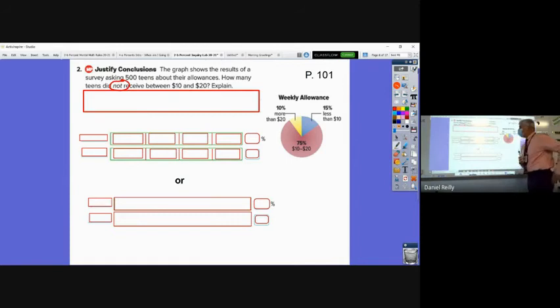Be careful when you are reading any question. It's not asking how many did receive between $10 and $20. That would be this, 75%. They're asking how many did not. So what percent of the group is that? Roman? 25%. Okay? So this 25% is what I'm trying to find. The 25% of the what? Of the total. And the total is 500 teens.